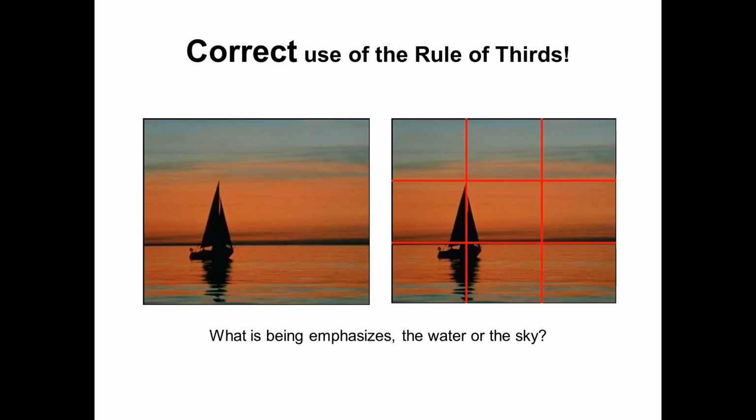Using the same photo, this is another example of how to do the rule of thirds. In this case, they've moved the horizon line to the bottom third of the grid. They've still kept the image of the boat on the sweet spot.